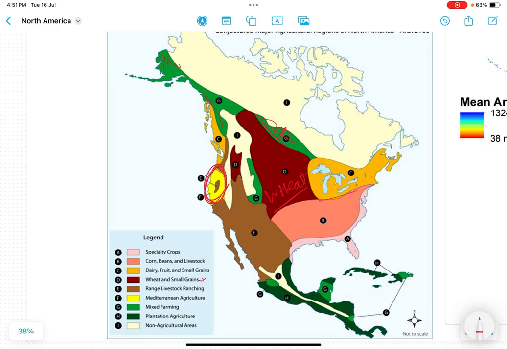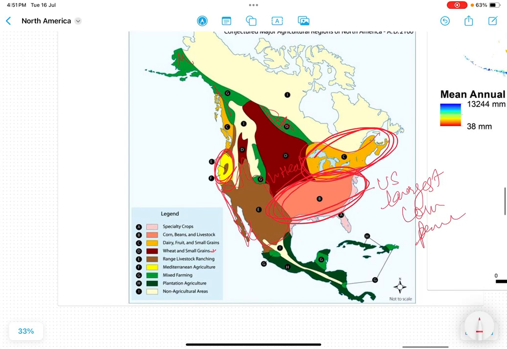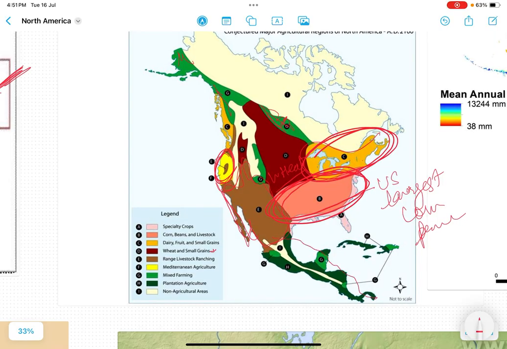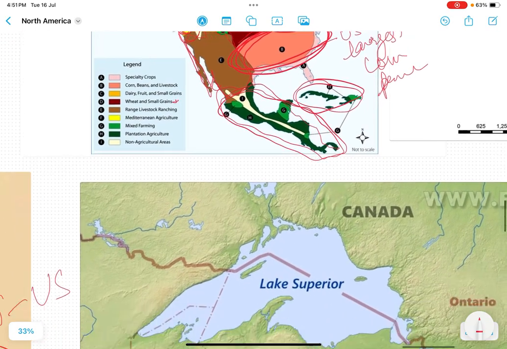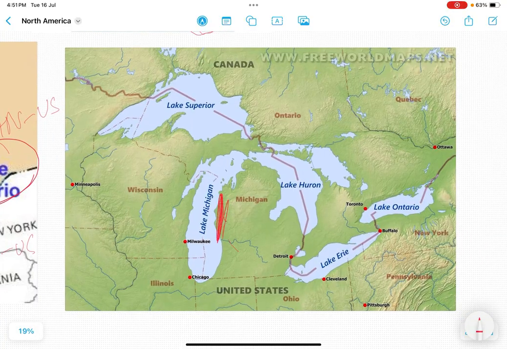Then we have dry fruit and small grains, right here. Then we have corn and beans. The US produces the largest corn in the world. Largest corn producer, United States, right? And the rest of them are range livestock ranching. We know that animal rearing and animal husbandry is quite popular in some parts. When we look at the other parts at the bottom, you can see most of it is plantation agriculture, right? These are the 5 lakes. As you can see, only Lake Michigan is in the United States, right?